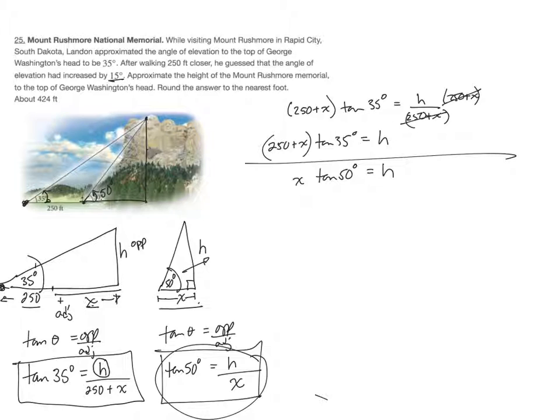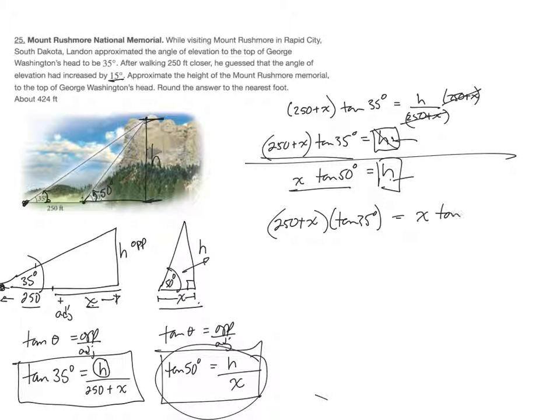Here's where the logic comes in: this h here and this h here are both the same one. They're both the height up to that Rushmore guy, whoever it is, George's head. So if these h's are the same, it follows that this must equal that. I'm going to write that down: 250 plus x times tan of 35 must equal x times tan of 50. Now I'm going to have to break out the handy-dandy calculator and figure out what tan of 35 is. Where's my calculator?